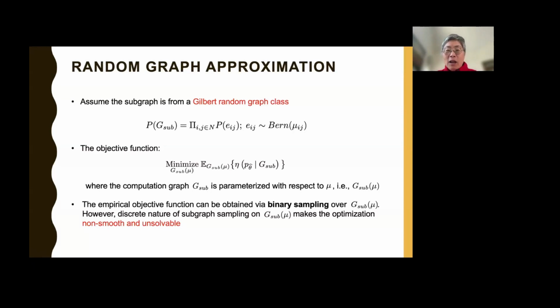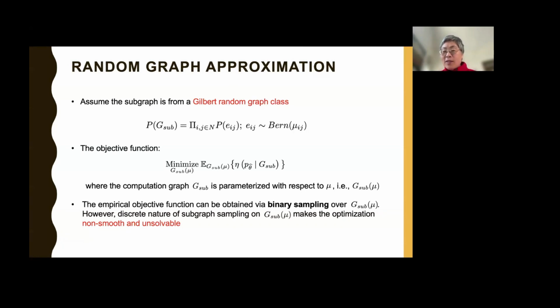So here the idea is that you try to do some approximation. You cannot get the exact minimization of this cross entropy. So we assume the subgraph is from a Gilbert random graph class. In that sense, you can decompose the probability of the edges, and the edges follow a Bernoulli distribution. Here you can assume a certain independence feature, so you can figure out the joint likelihood easily. Eventually you try to minimize the objective function, the expectation or average of this cross entropy, given the subgraph.